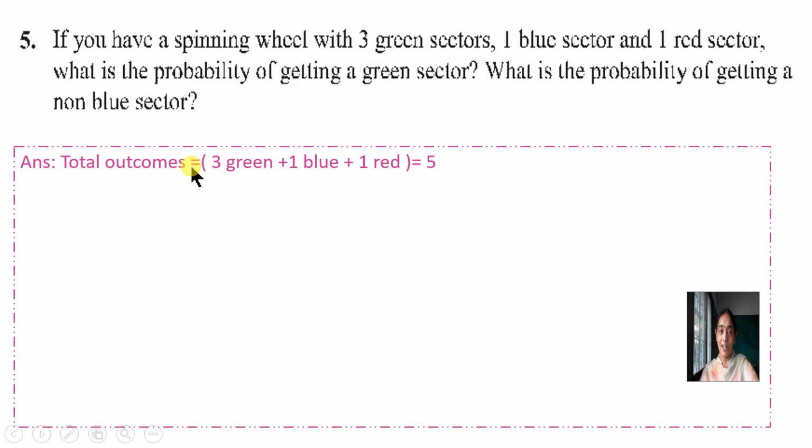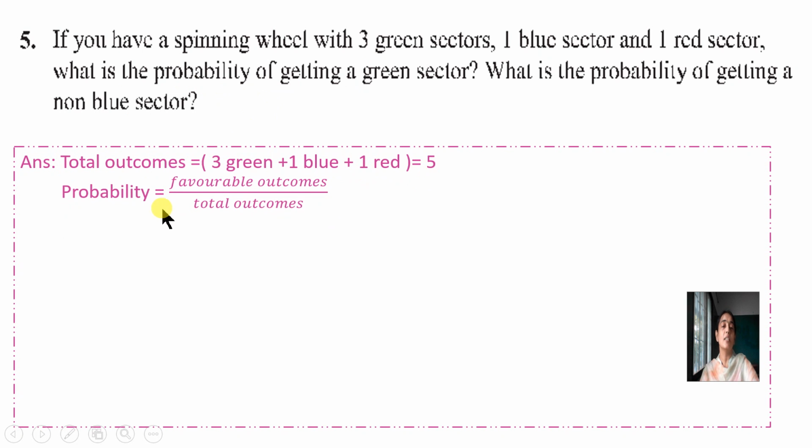So let's start. What should be your total outcome first? How many outcomes? 3 green plus 1 blue plus 1 red sector. So total is how much? 5. So total outcomes are 5. Now what? Formula.